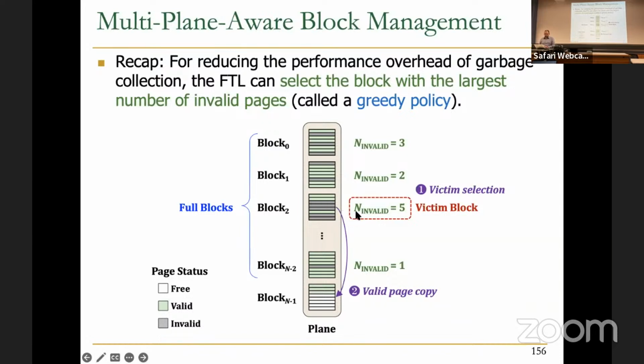And we need to copy valid pages to the block n-1. And then we can erase block 2 and make it basically ready for future writes.